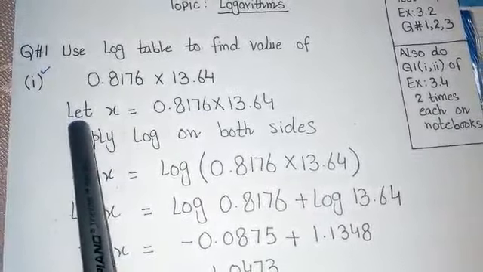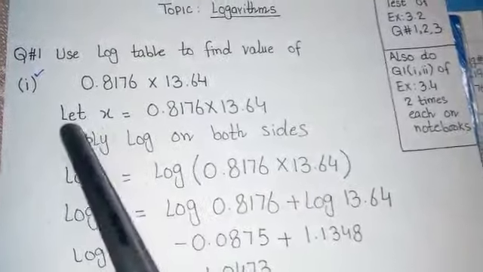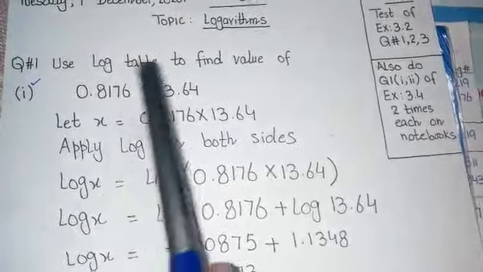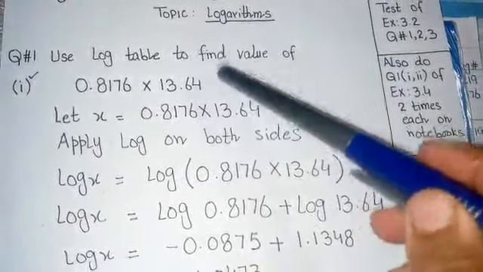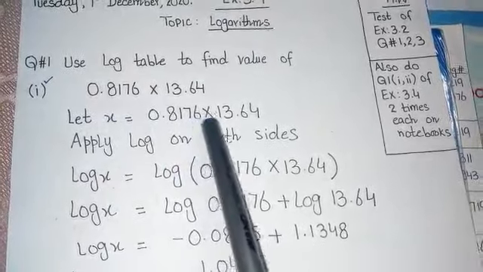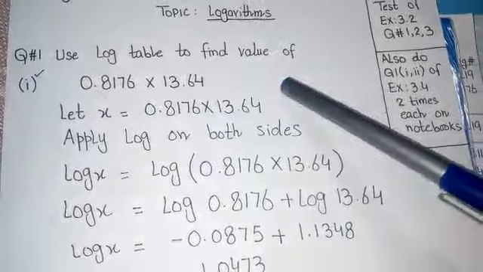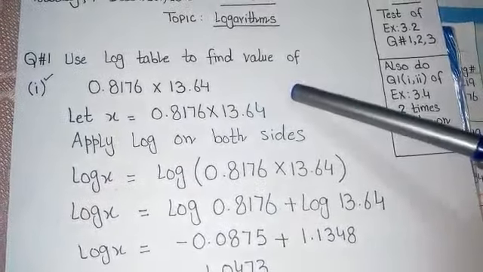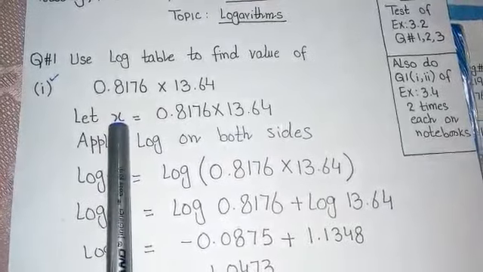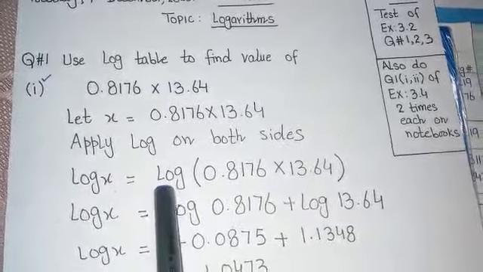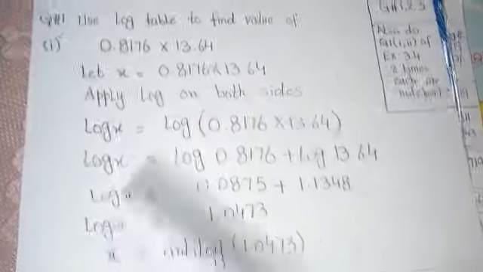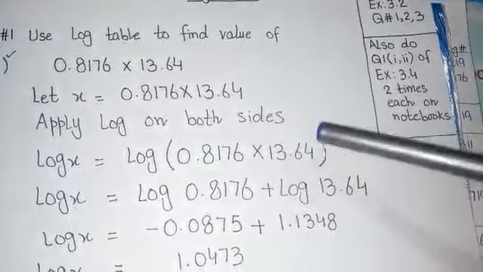The first step is same in every question, and the first step is you will let the question as x. Whatever the question is, you will let it x. Here you can see I have let x equals 0.8176 into 13.64. Then after letting it x, we will apply log on both sides. Here it becomes log of x, and here we will put a bracket and apply log. On the left hand side, log of x will remain as it is, but on the right hand side we will apply the laws of logarithm.